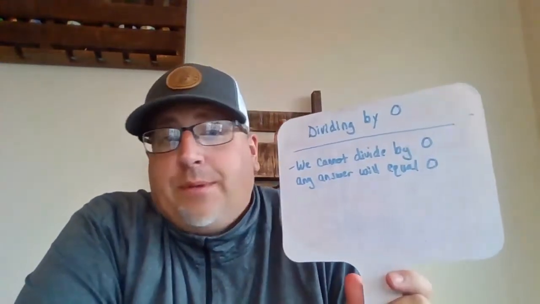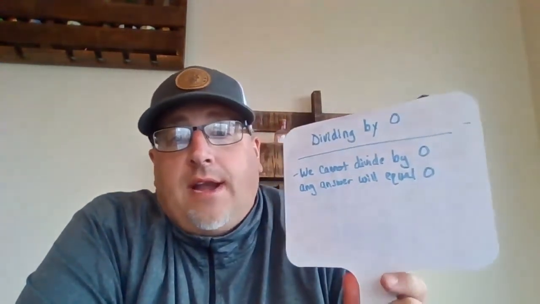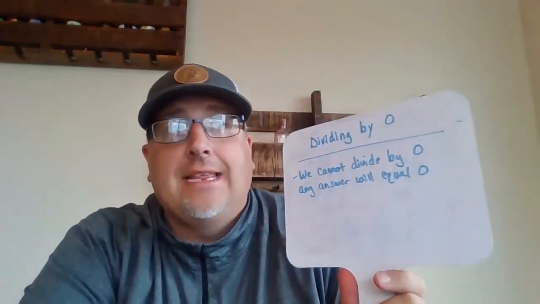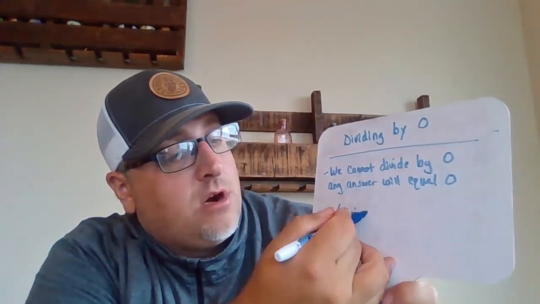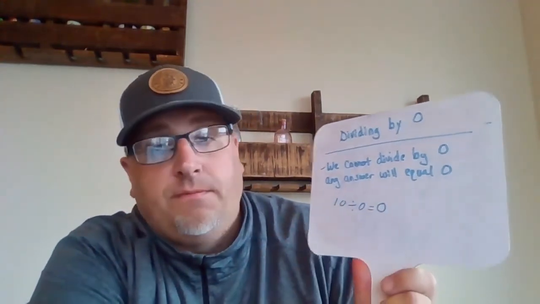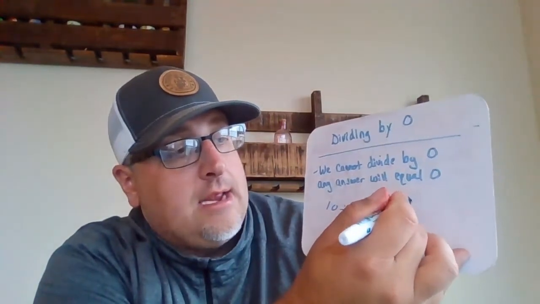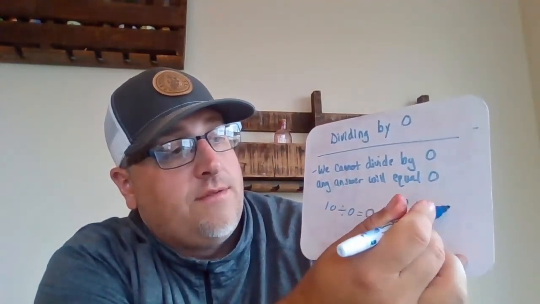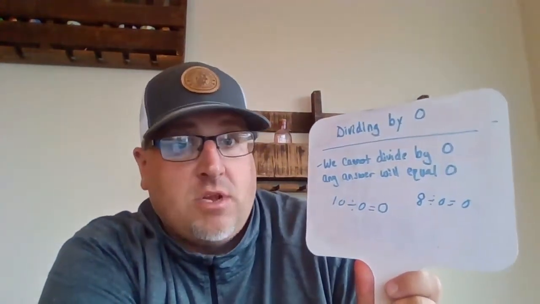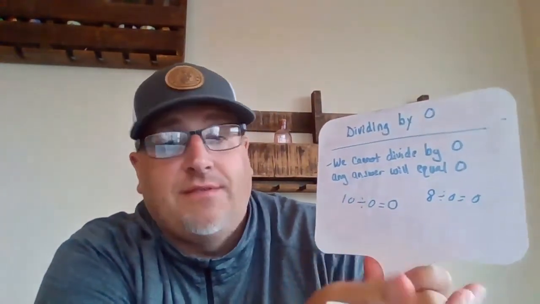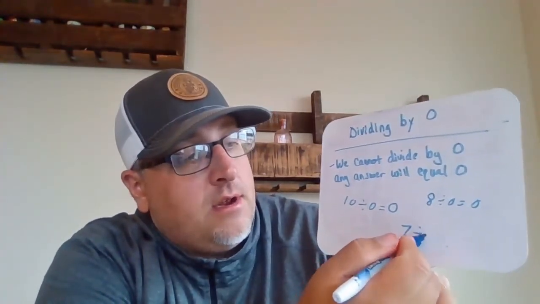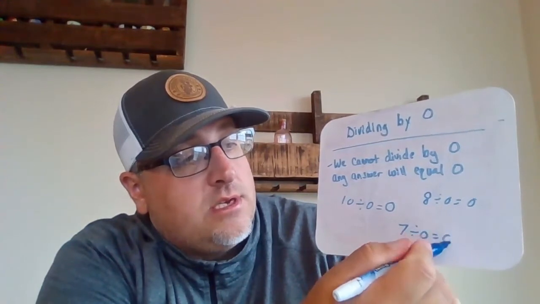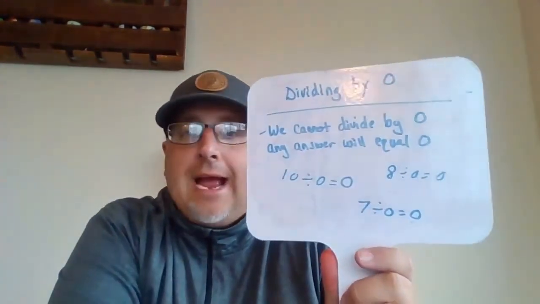And then last but not least, dividing by 0. We can't do it. You cannot divide anything by 0. Again, it doesn't matter what I put here. 10 divided by 0, 8 divided by 0, 7 divided by 0: we cannot divide those. It's not possible to divide anything by nothing. So keep an eye out for those.